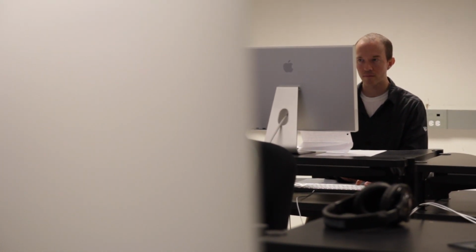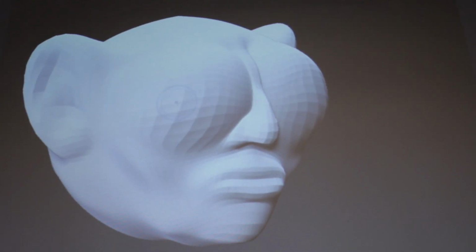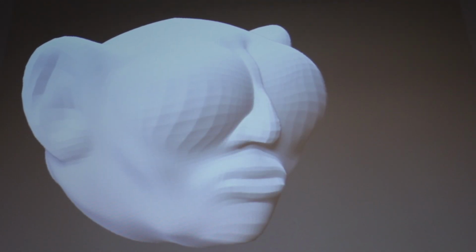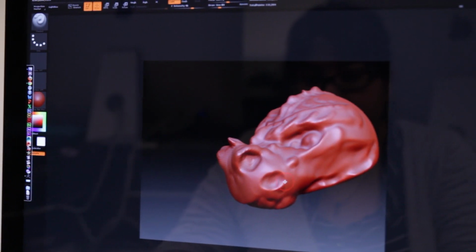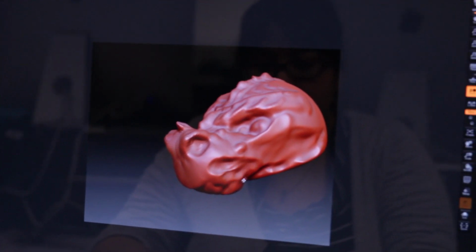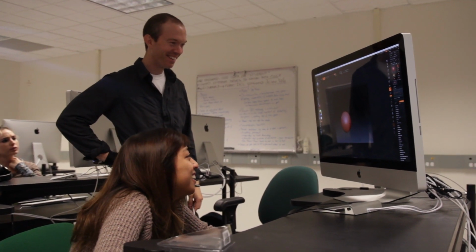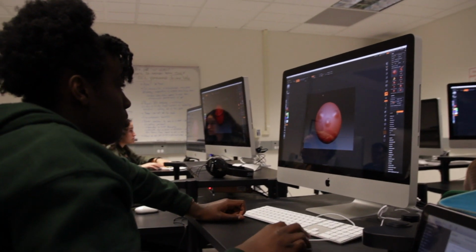I'm teaching a course called 3D Computer Animation, and this course goes over the fundamentals of animation using 3D software. Today we're focusing on creating models using a sculpting program called ZBrush. So they learn about the fundamentals of sculpting, and a lot of the techniques that they're using are the same kinds of techniques that are used for creating models as if you were sculpting real clay.